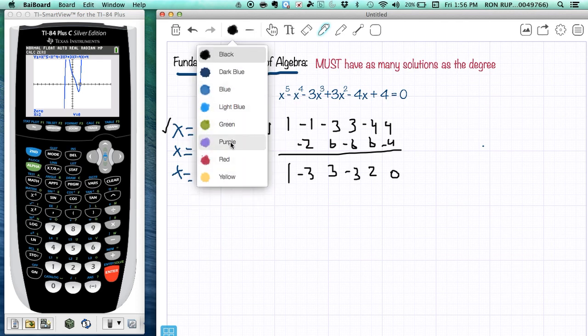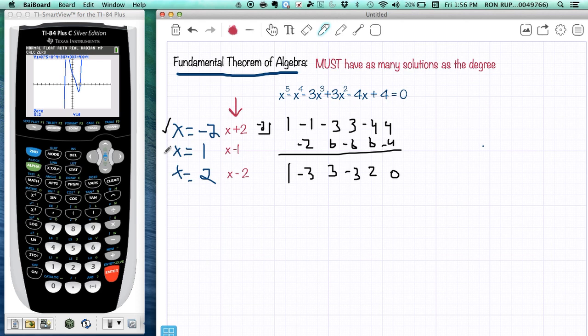So now I'm going to run synthetic division again, but this time I'm going to use 1 as my divisor. Bring down this 1. 1 times 1 is 1. Negative 3 plus 1 is negative 2. Negative 2 times 1 is negative 2. 3 plus negative 2 is 1. 1 times 1 is 1. Negative 3 plus 1 is negative 2. 1 times negative 2 is negative 2. Negative 2 plus negative 2 is a remainder of 0. Awesome, I did this one correct as well.